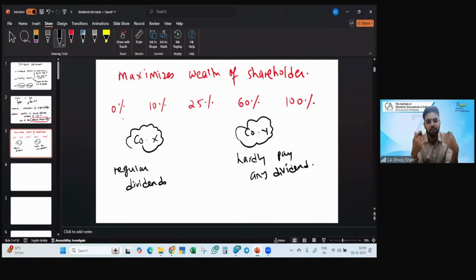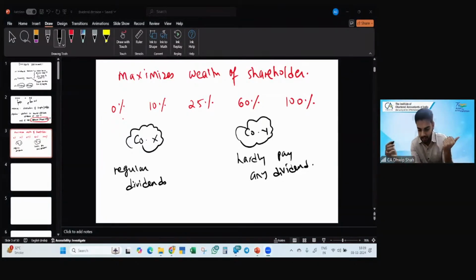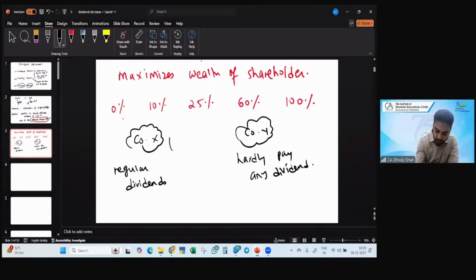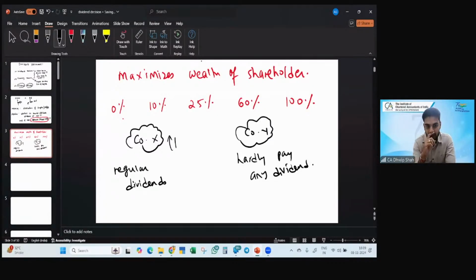There is one company which regularly distributes dividend, and one company which retains everything with itself and hardly pays dividend. Which company should an investor invest in? Company X. Yes, everyone is saying company X. Why? Because it is paying regular dividends. So can I say, in other words, that the share price of company X, as far as just the dividend perspective is concerned, will rise because demand will increase? Correct? So can I say ultimately, the dividend decision of the company affects the market price of the company?